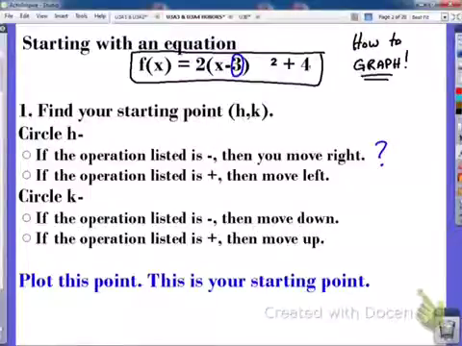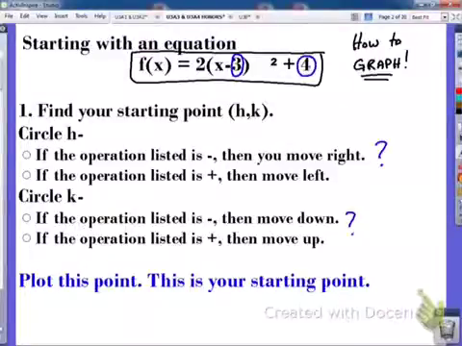Now it says circle K. K is this guy. By the way, this little square here, I don't know why there's this space. That square should go right here, and everything should just be moved over. This space should be eliminated. But K, we're going to circle it. There it is. This also says if the operation listed is negative, then move down. If the operation listed is positive, then move up. What does that mean? We're going to find out very shortly.